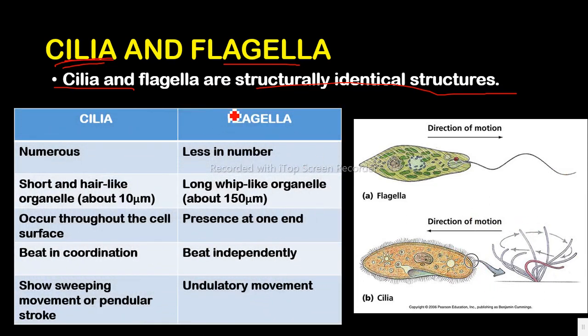If you have to compare, like I've told you, cilia are usually numerous. Flagella are fewer in number. Cilia are short, hair-like organelles of about 10 micrometers. But flagella are long, whip-like. You know a cane? You know a whip? If I'm to whip, if I'm to wallop, if I'm to argue, especially using that whip.